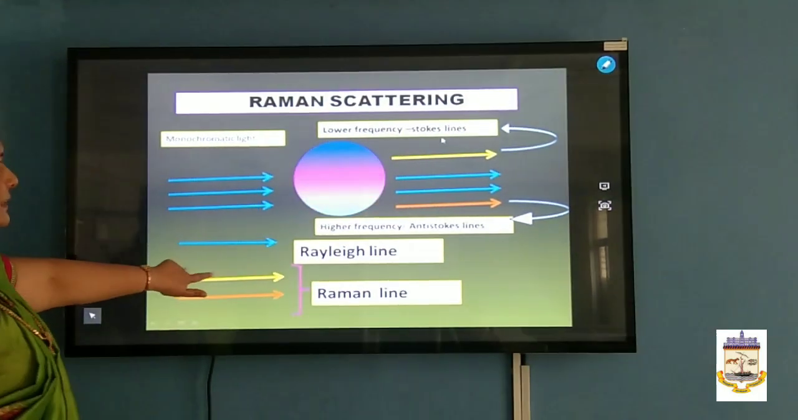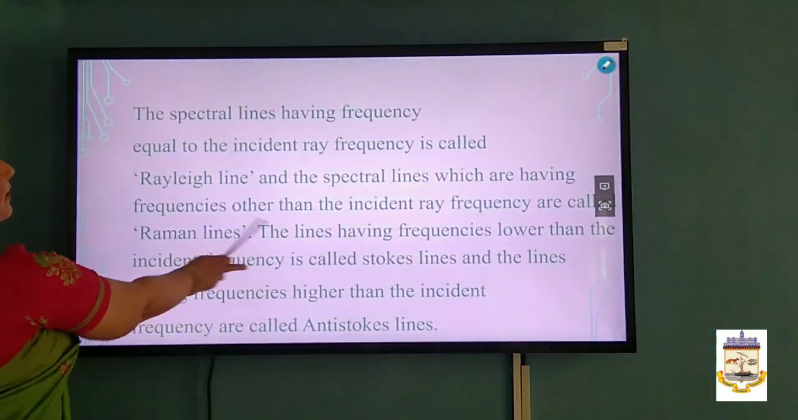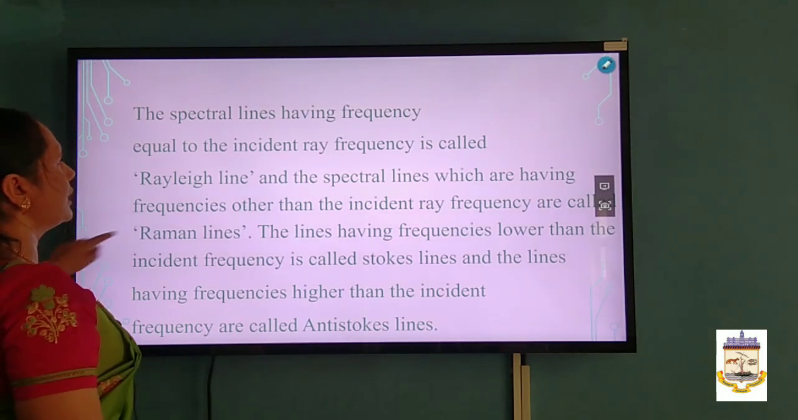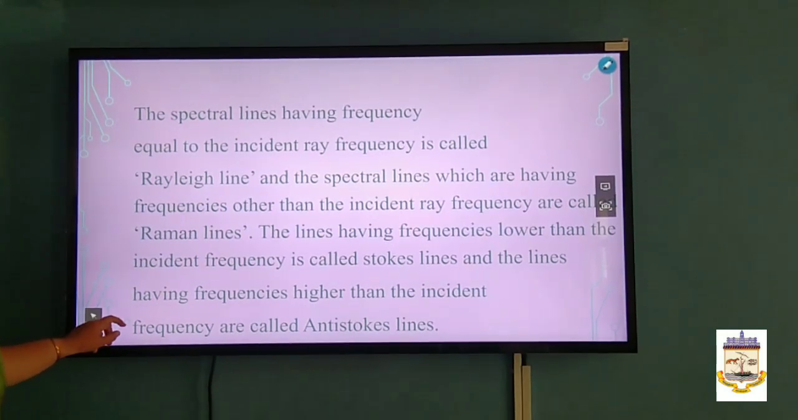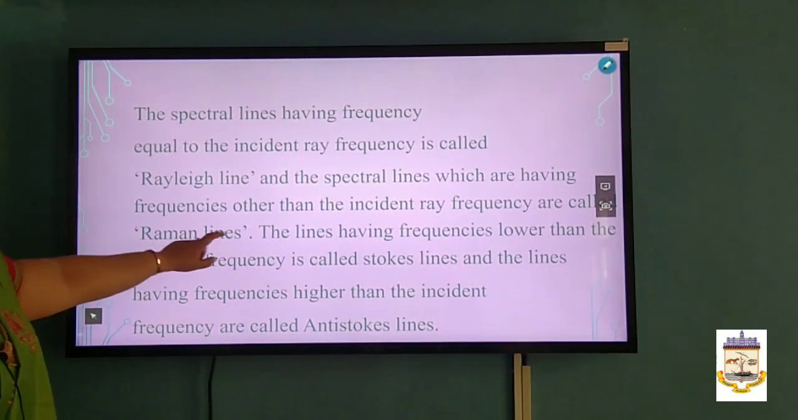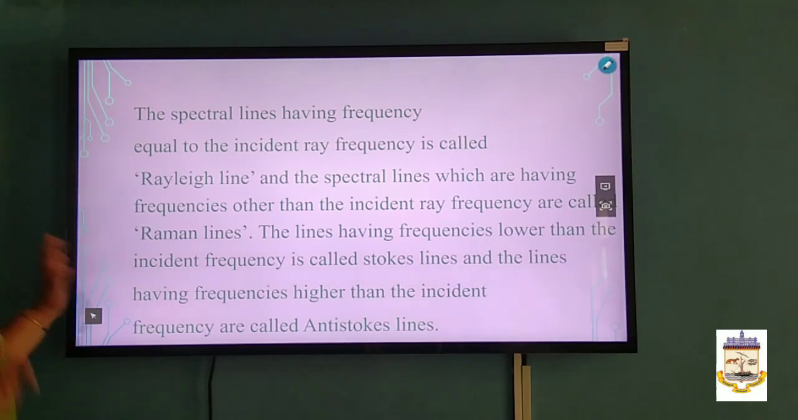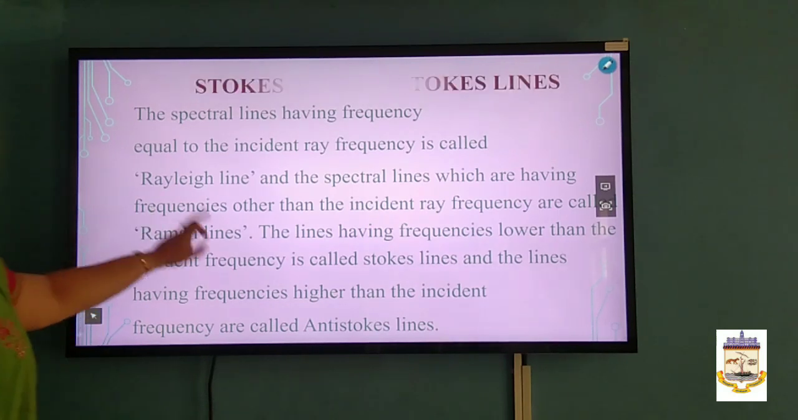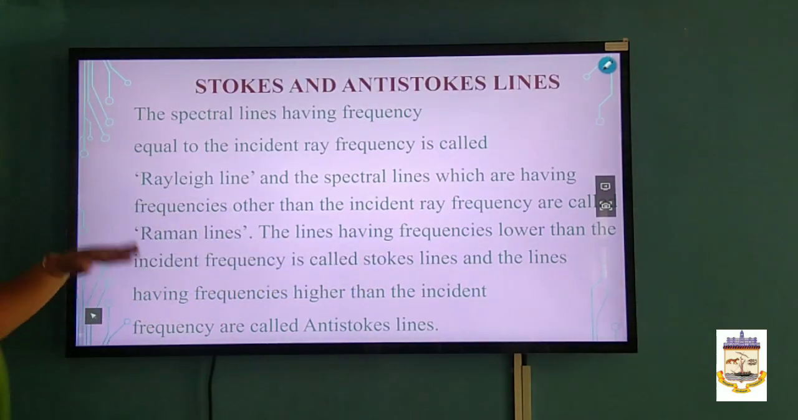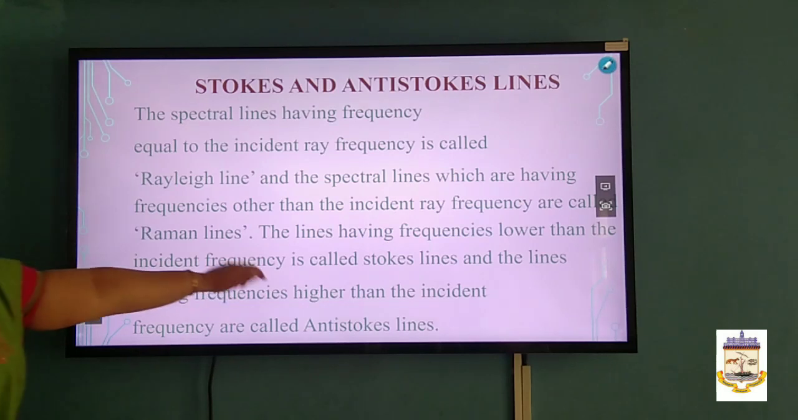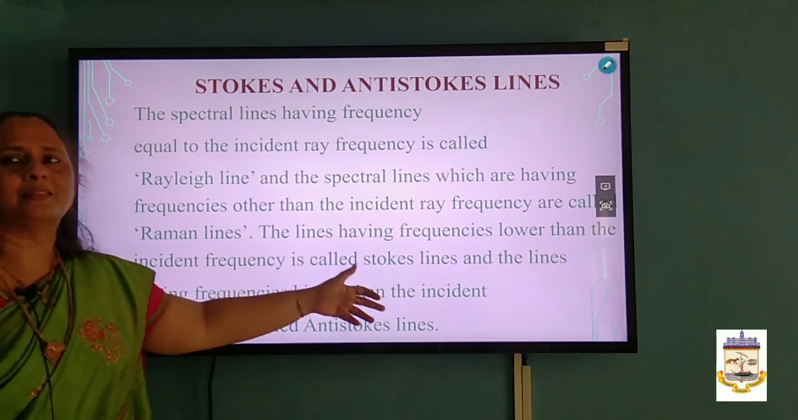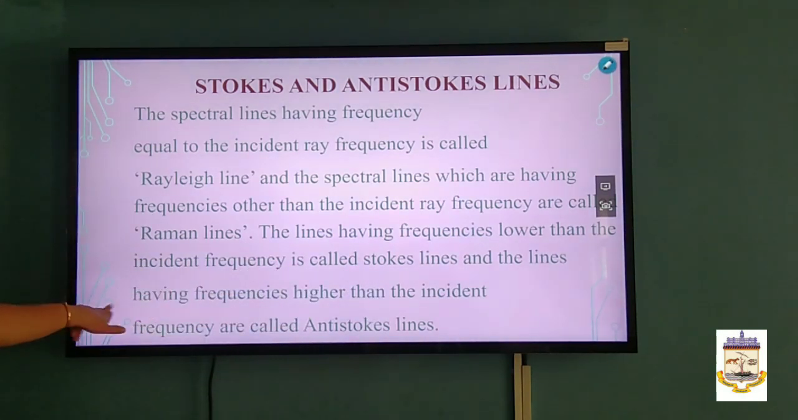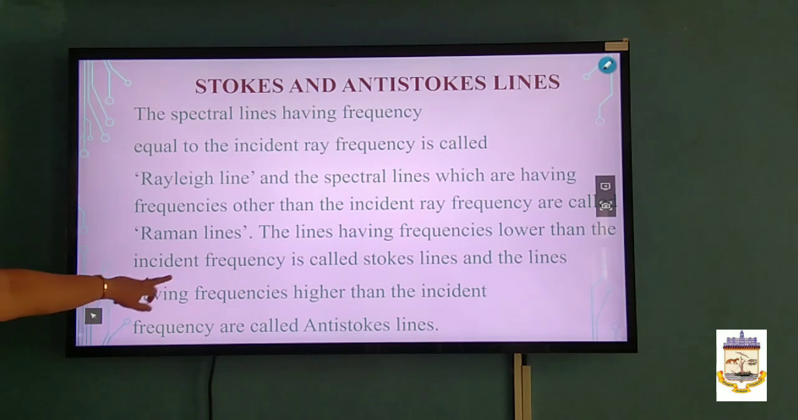Okay, therefore, let's see the next one. The spectral lines having the frequency equal to the incident ray frequency are known as the Rayleigh line, and the spectral lines which have frequencies other than the incident frequency are known as the Raman lines. Clear? The lines having frequencies lower than the incident frequency are called the Stokes lines, and the lines having frequency higher than the incident frequency are known as the anti-Stokes lines. Clear for you all, children?